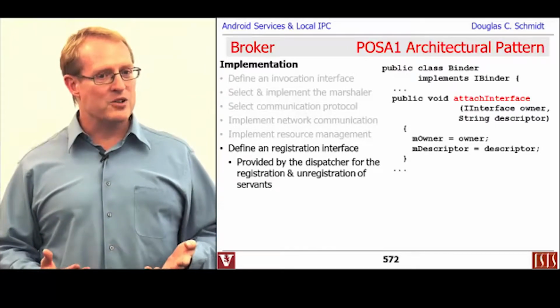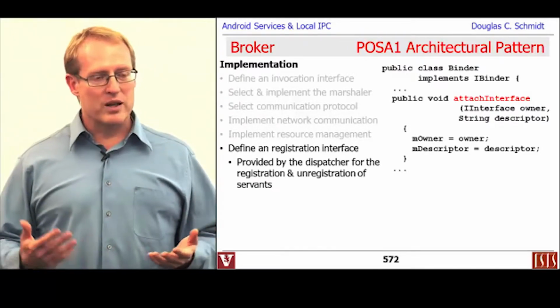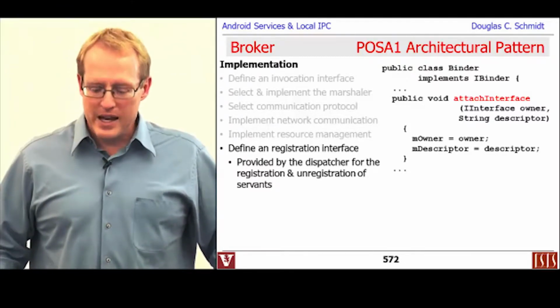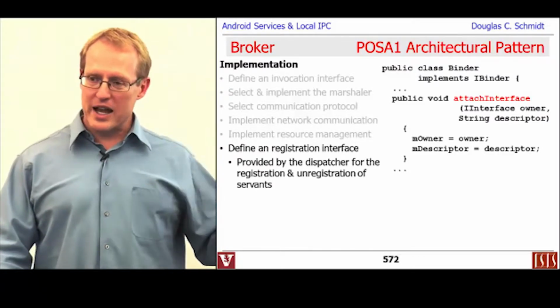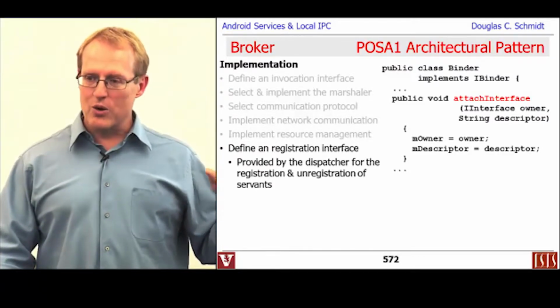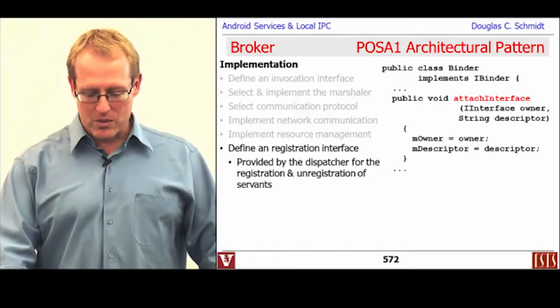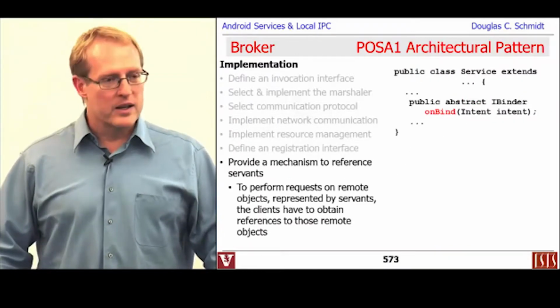In the context of Android, we have something that's called the binder. And one of the methods that the binder defines is called attach interface. And you pass into that some information about the interface, and this gets stashed away so you're able to know about it, and you can find a way to get back to it later when you need to do callbacks on it. And you can take a look. All the source code is available here.